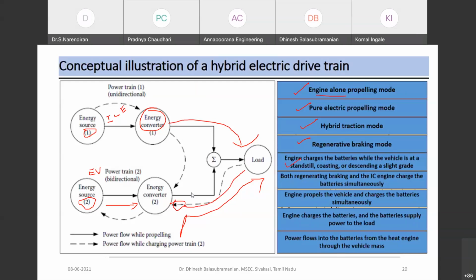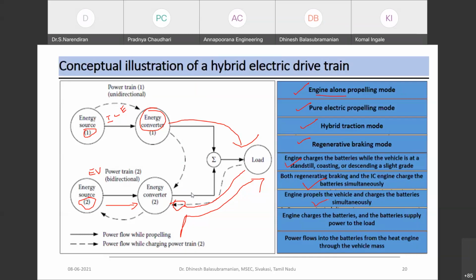And the next one is engine charges the battery while the vehicle is at standstill, coasting or descending a slight grade. So there is an option where you can drain a certain amount of power from the internal combustion engine to charge your battery. Especially in standstill condition, think about when your vehicle is standing for a long time at a signal. If that is the case, you can retrieve a certain amount of power from the internal combustion engine to charge your battery. And both regenerative braking and internal combustion engine charge the battery simultaneously. So regenerative braking will also charge your battery, and the internal combustion engine will also charge your battery.